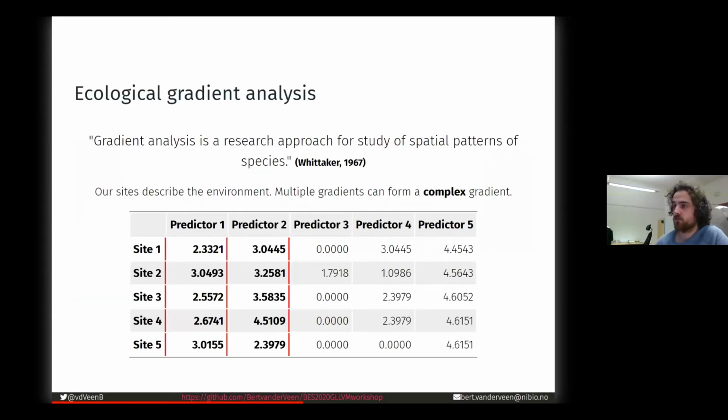So that's the idea of ecological gradient analysis, which is essentially an approach to study spatial patterns of species, right? That's what we're doing. Our sites describe the environment, or again, we have this matrix of the predictors, where if we have two predictors that, for example, explain similar information, they can form a complex gradient, right? So for example, soil moisture and acidity that change along the elevational gradient.